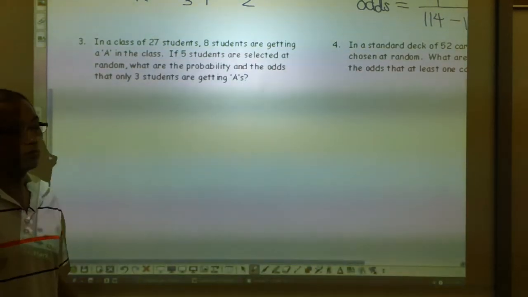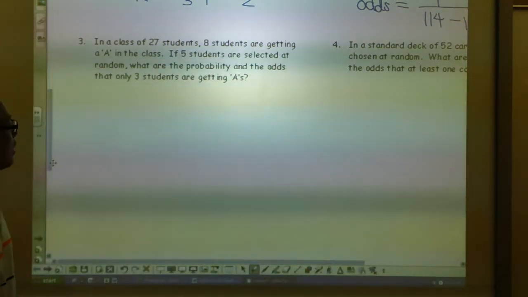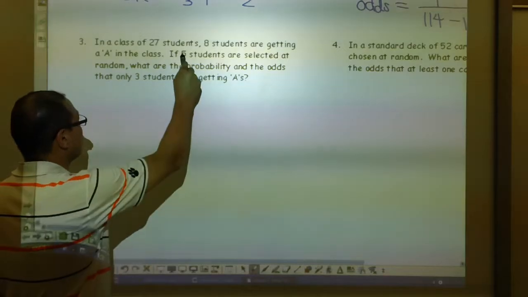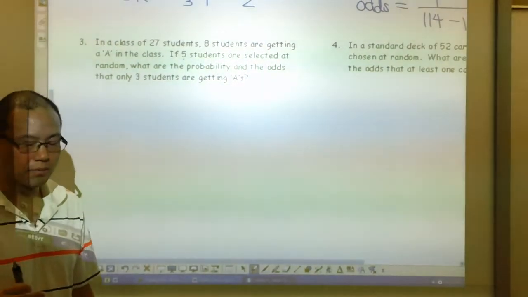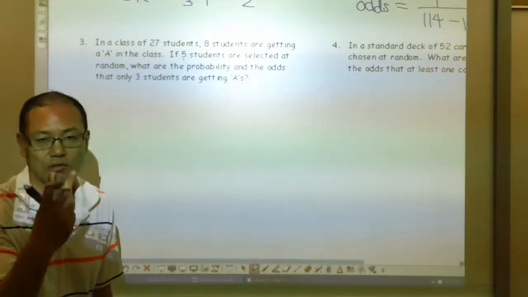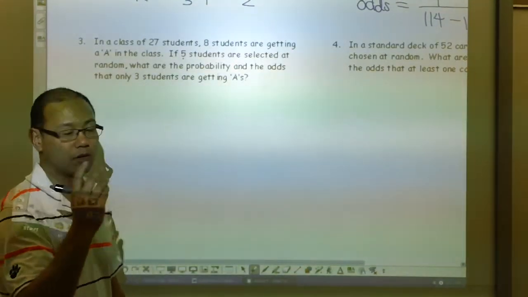So in a class of 27 students, 8 of them are getting A's. If I was to pick 5 students at random, what's the probability that 3 of them will be getting A's and 2 won't be? Here we go.